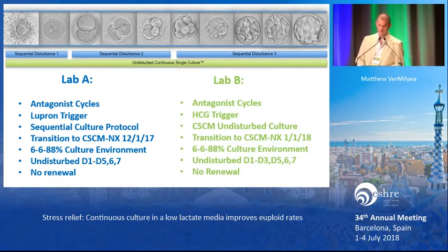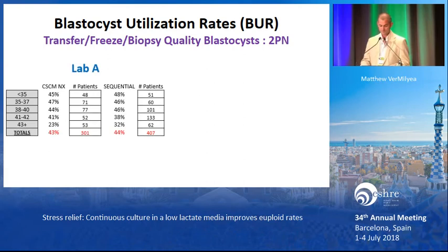Lab B is fairly similar: antagonist cycles predominantly, with HCG triggers. We previously used CSCM, undisturbed culture media, but we made the transition to the low lactate media at the beginning of this year. Roughly about an 88% culture environment, and undisturbed culture on day 1. We do look at embryos on day 3, where we do some assisted hatching for PGT-A, followed by day 5, day 6, and day 7. Again, a no renewal system.